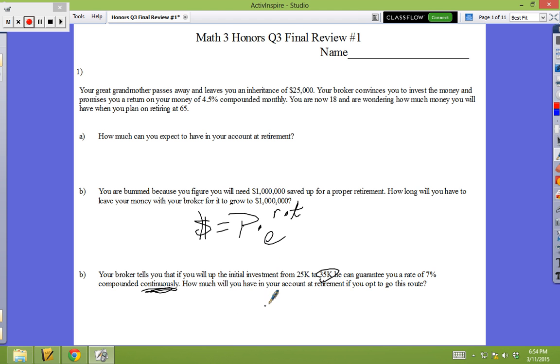So the P is 35 grand. So 35 grand, multiply that by e raised to the, change that to a decimal, 0.07, multiply that by, I can't remember what it was, how many years was that, 47 years? I think it was 47. Okay, so now just calculate that, type that in your calculator.